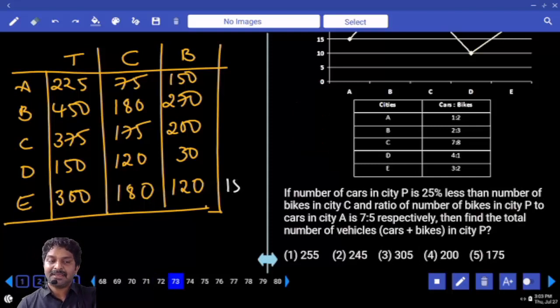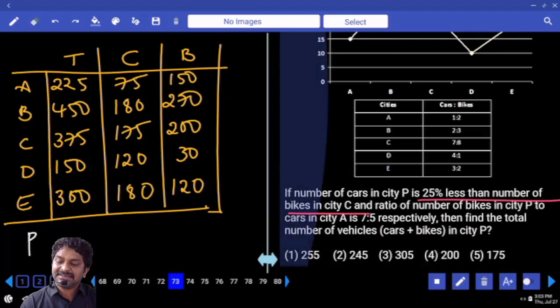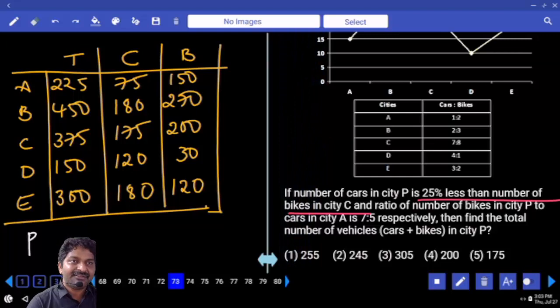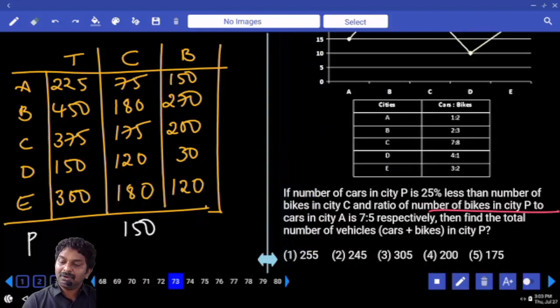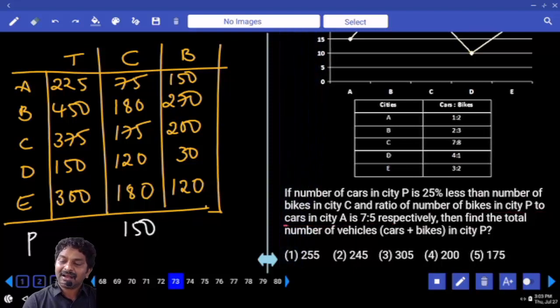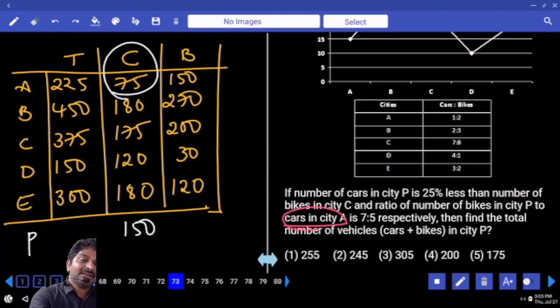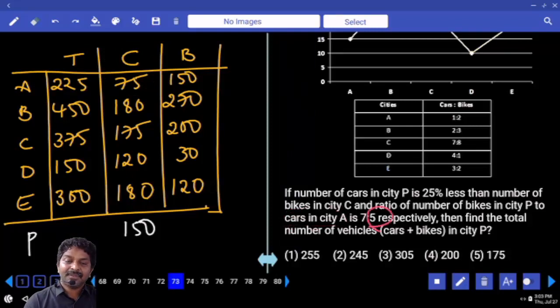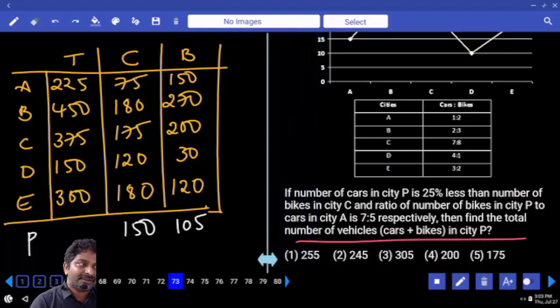If the number of cars in P is 25% less than the number of bikes in C. 25% less than 75% only of bikes in C, which is already calculated. How much is that? 150. Ratio of bikes in P to cars in A is 7:5. Cars in A, how many? 75, which is equal to 5 parts, right? Then 1 part 15, 7 parts 105. That means 105 bikes are there in P. Then find the total number of vehicles in P. Sum of both the numbers, 150 comma 105, 255.